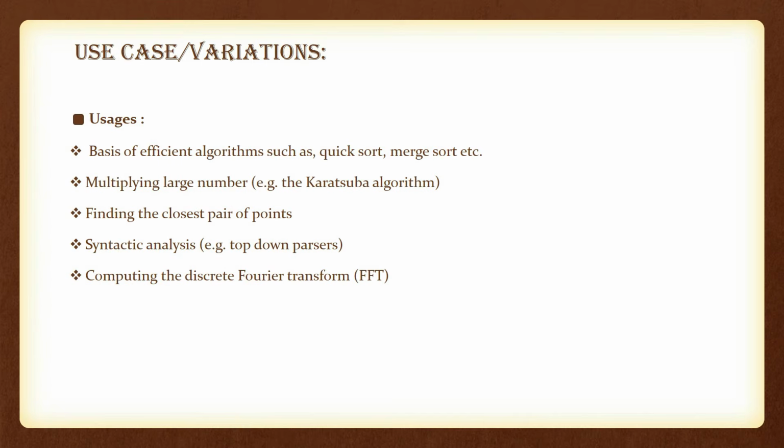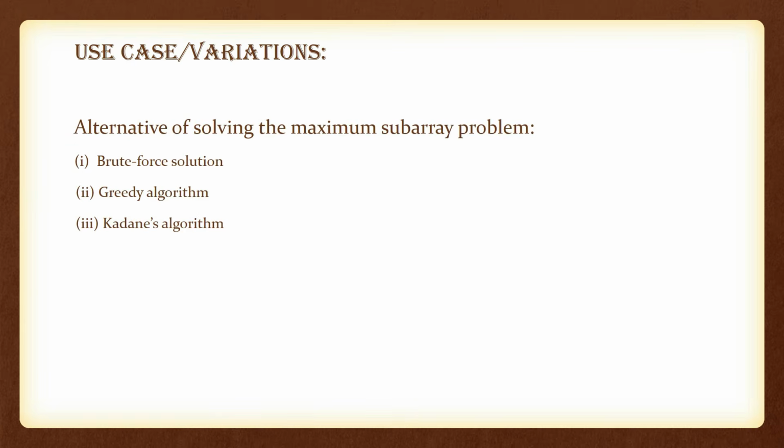Use cases and variations. The divide and conquer strategy is the basis of efficient algorithms such as quick sort, merge sort, etc. Moreover, we can use this strategy for multiplying large numbers or finding the closest pair of points. Furthermore, we can apply this strategy for syntactic analysis or computing the discrete Fourier transform.